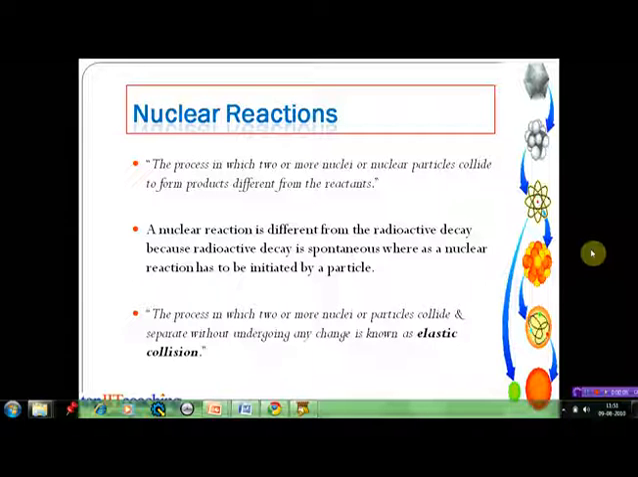Nuclear reactions. A nuclear reaction can be defined as a process in which two or more nuclei or nuclear particles collide with each other to form products which are different from the reactants. There is a difference between a nuclear reaction and a radioactive decay. Radioactive decay is spontaneous and is not affected by the experimental conditions, so it is an inherent property of that radioactive isotope or element. Whereas a nuclear reaction has to be initiated by a particle and may require certain conditions to take place. The process in which two or more nuclei or particles collide and separate from each other without undergoing any change at all is known as elastic collision.